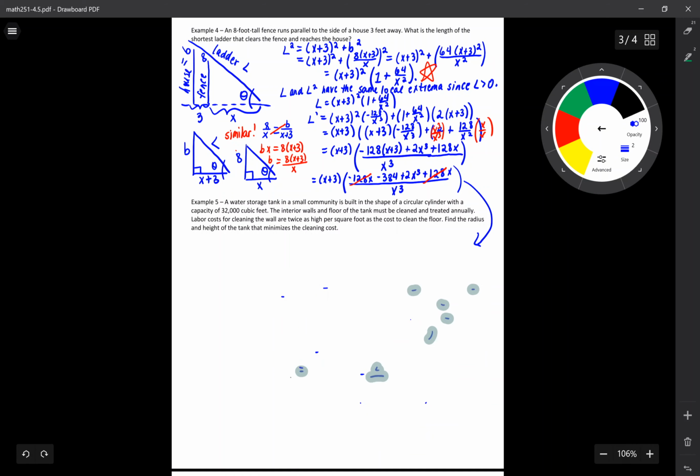Okay, let's move on to the next example. This one is not nearly as challenging in my opinion. So we have a water storage tank in a small community built in the shape of a circular cylinder with a capacity of 32,000 cubic feet. The interior walls and the floor of the tank must be cleaned and treated annually. Labor costs for cleaning the wall are twice as high per square foot as the cost to clean the floor. Find the radius and the height of the tank that minimizes the cleaning cost.